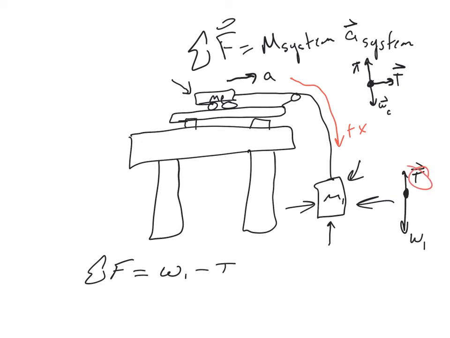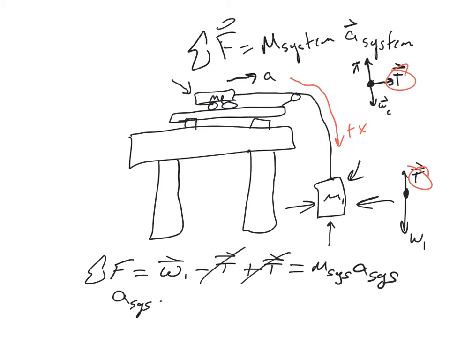But in the positive x direction up here, I have plus tension. And these got a little confusing for some of you because you're like, why is tension on there twice? Because it's in each free body diagram. And this whole thing equals the mass of the system times the acceleration of the system. And my tensions do cancel out, but that means my acceleration of the system equals the weight of the first guy divided by the weight of the cart plus the weight that's hanging.